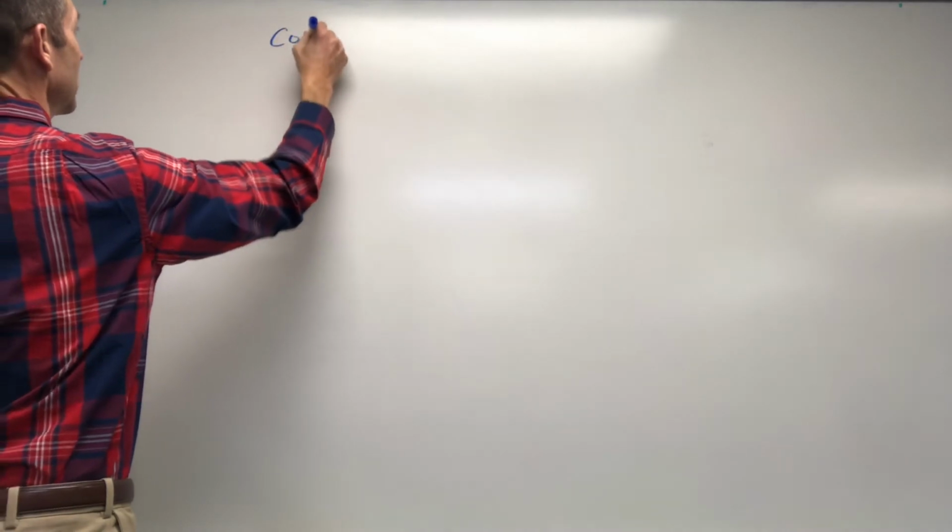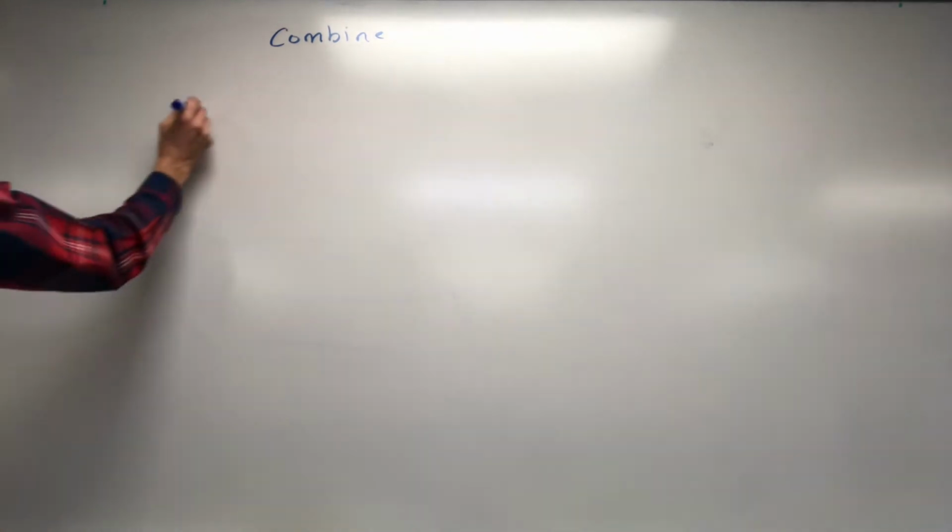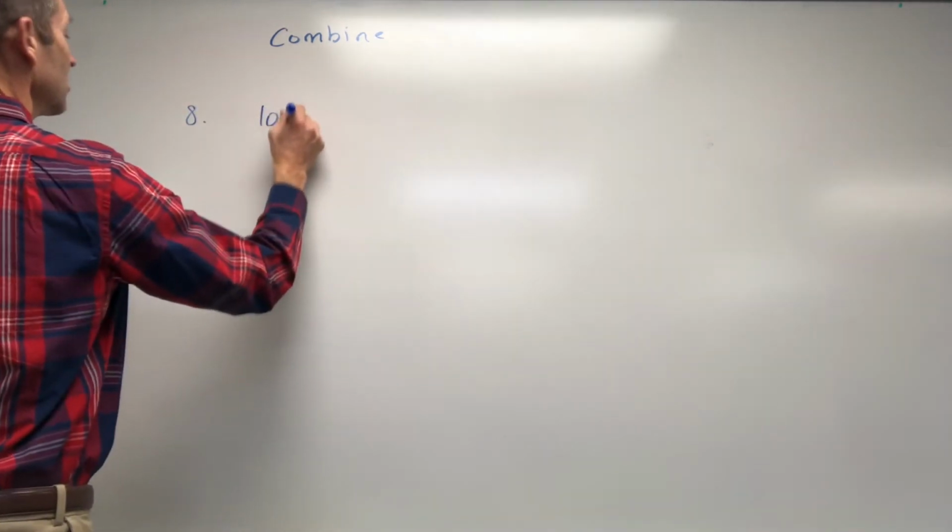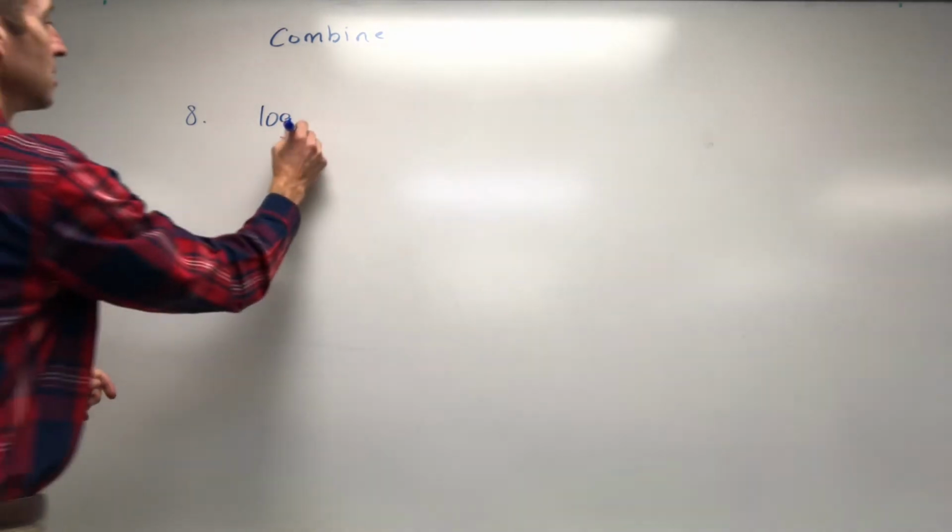All right, so we just did a whole bunch of expanding. Let's go the opposite direction, and we'll combine them, we'll condense them back down into one. Let's do this. So, number 8, so we had logarithm, what do we got here? 320.